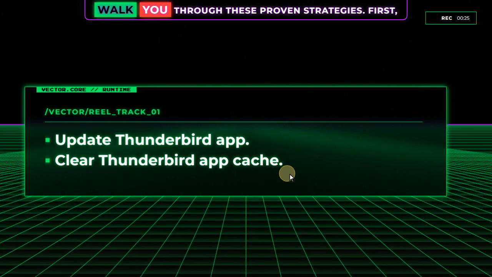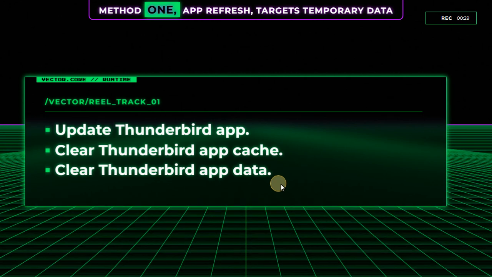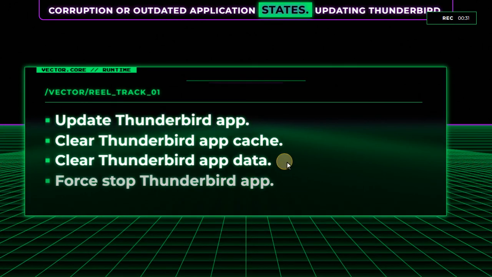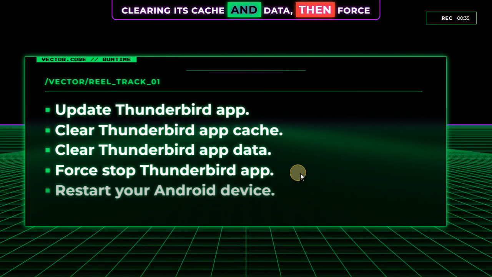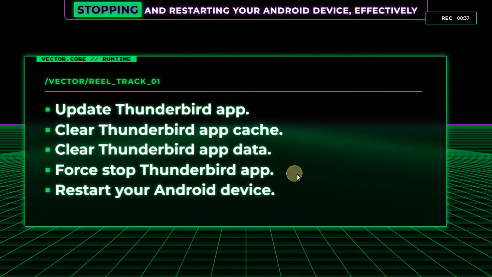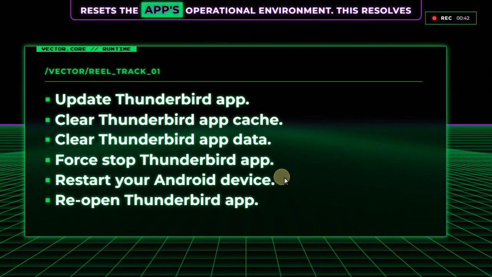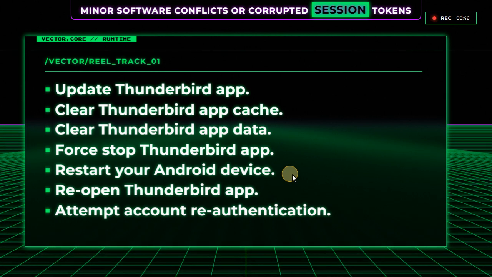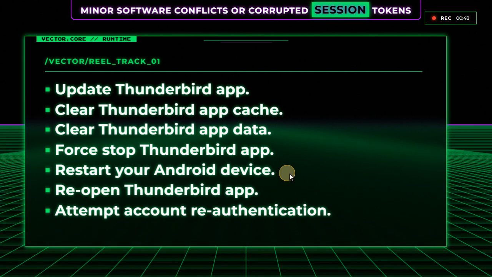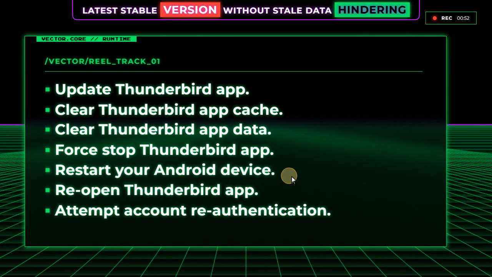First, Method 1, App Refresh targets temporary data corruption or outdated application states. Updating Thunderbird, clearing its cache and data, then force stopping and restarting your Android device effectively resets the app's operational environment. This resolves minor software conflicts or corrupted session tokens causing frequent failures, ensuring you run the latest stable version without stale data hindering logins.